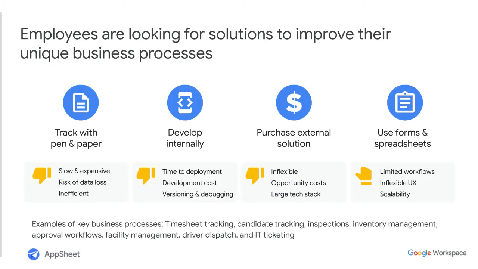Employees want to improve their unique business processes, and they don't have a lot of options at this point. They could continue to use pen and paper, which is slow and not innovative. The next option would be to develop solutions internally. Most line of business users would need to learn how to code or have their snowed under IT teams take on these projects for them. They could purchase an external solution, but they may end up with many small out-of-the-box solutions that become expensive when added up and difficult to manage all at once. Lastly, they could use forms and spreadsheets, which are great, but have limitations on the complexity they can handle.